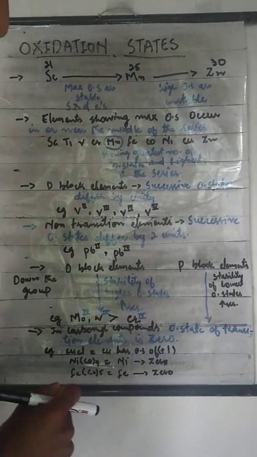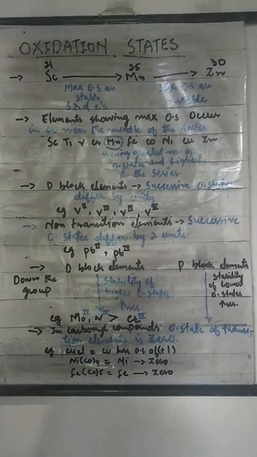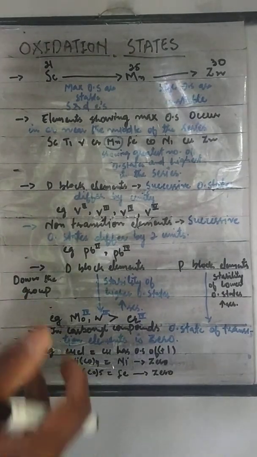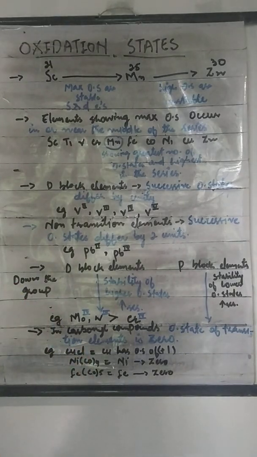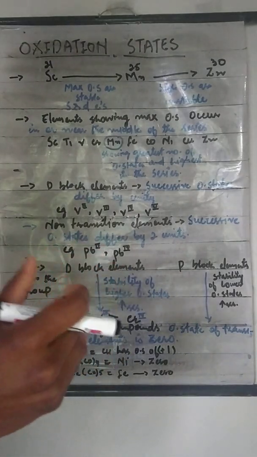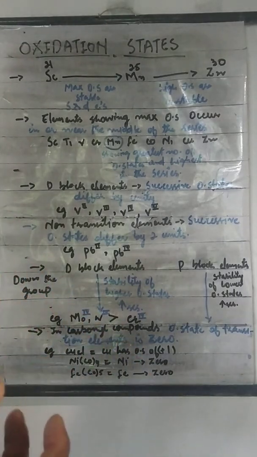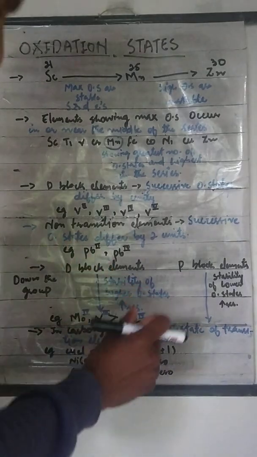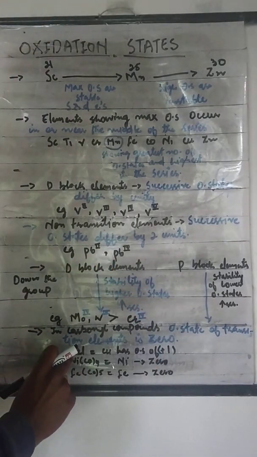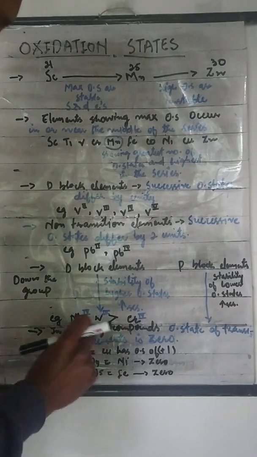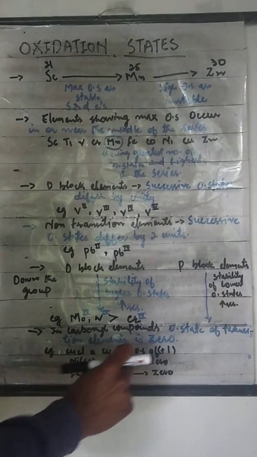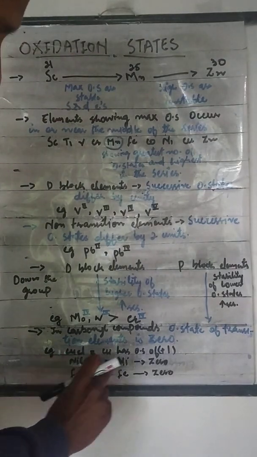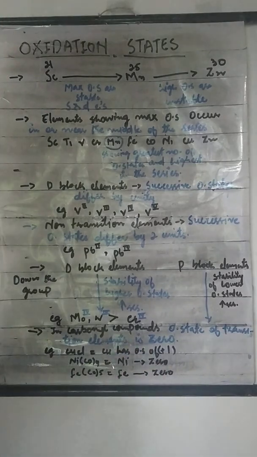In carbonyl compounds, the oxidation state of transition elements is 0. When D block elements form compounds, in some of its compounds and complexes, the oxidation state of the D block element, which acts as a central atom, is 0. I have taken an example of CuCl. In this compound, Cu, copper, has an oxidation state of +1. But in case of nickel tetracarbonyl, nickel has a 0 oxidation state.